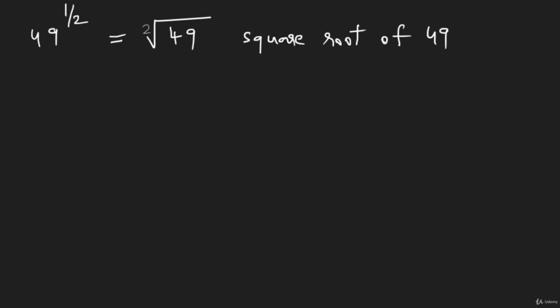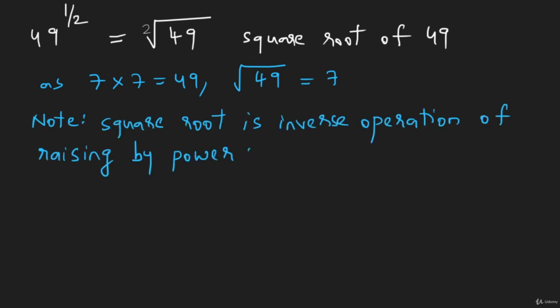That's an interesting thing. Now we know that 7 into 7 is equal to 49. Therefore, the square root of 49 is equal to 7. You can note that the square root is the inverse operation of raising a number to the power 2. Like you have square root and you have taking the power 2. These two are inverse operations.